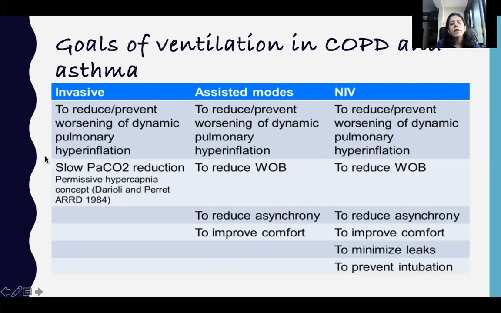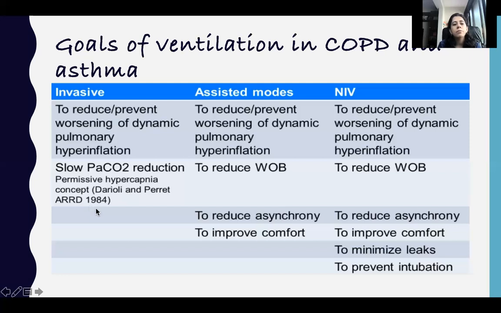When we ventilate these patients on an invasive ventilator, apart from our target to not worsen the dynamic pulmonary hyperinflation, our target should be a slow PaCO2 reduction, and we should not try to increase the minute ventilation at the cost of worsening the dynamic pulmonary hyperinflation. What is allowed in these patients is what is known as permissive hypercapnia. That means a CO2 value per se does not give us an indication to ventilate or to change our ventilator settings. Higher CO2 is acceptable in these patients to the extent of the pH being as low as 7.15.